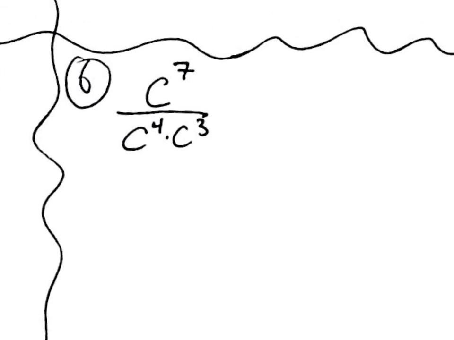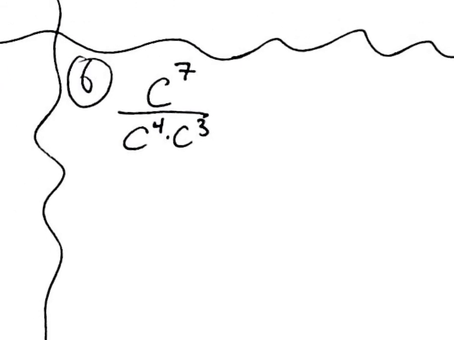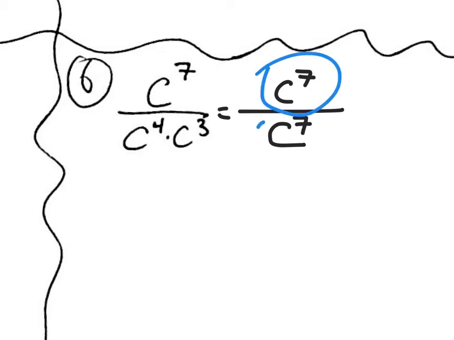Pregunta 6. So I'm going to multiply the c's, the bases, together in the denominator by adding the exponents. 4 plus 3 gives us 7, and a c to the 7. And again, here we have this funny situation where the top is the same as the denominator. So we know that equals 1.